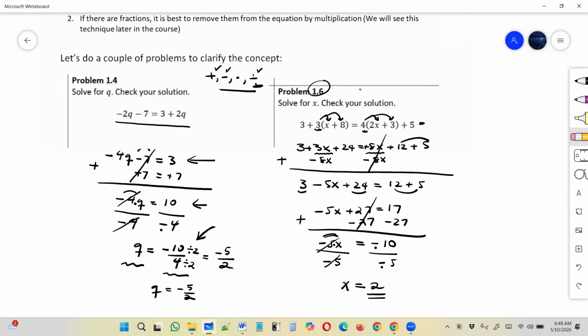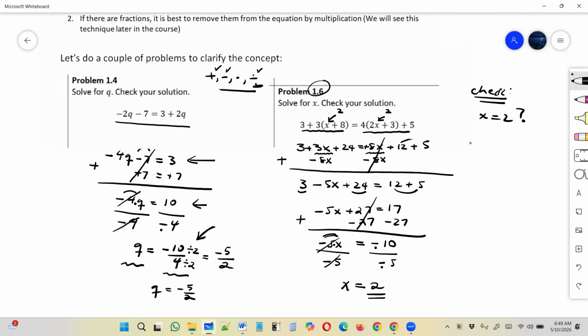Now, I'm not going to check it here for you, but you could do it. How do you know if x equals 2 is actually a solution? How would you know that? Well, this is what you would do. You would replace x with 2. Maybe we can do it real quick. And confirm that the left side is equal to the right side.